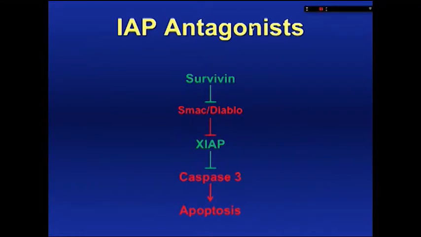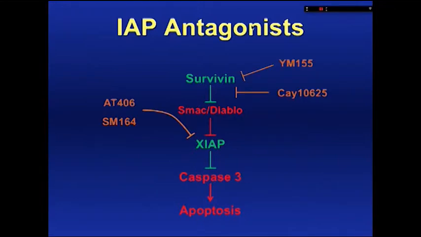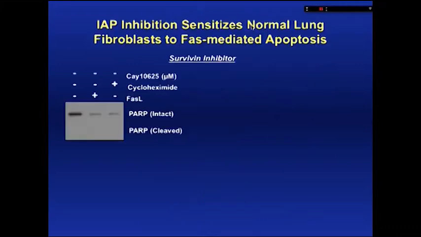Next, we obtained antagonists of these two IAPs, and these two inhibitors of Survivin are structurally distinct. YM155 is a transcriptional regulator that suppresses the transcription of Survivin. Cayman 10625 blocks the ability of Survivin to bind to SMAC Diablo. And these two compounds are structurally different SMAC Diablo mimetics, so they will function to inhibit or antagonize the ability of XIAP to bind caspase 3.